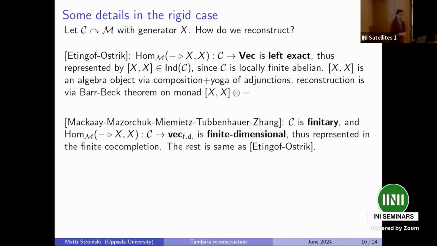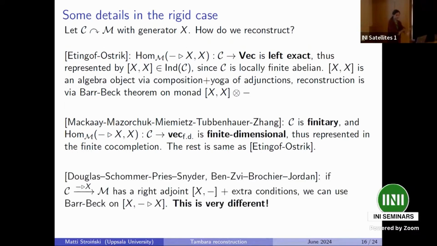In the case of non-abelian actions, like those of Zerga line modules, we again study the same presheaf. This time we use the fact that it's finite dimensional and that my category C is even smaller than it was in the previous setting. So then this will be represented by an object in the finite completion. Again, we prove that this is an algebra object by some convoluted yoga of adjunctions.